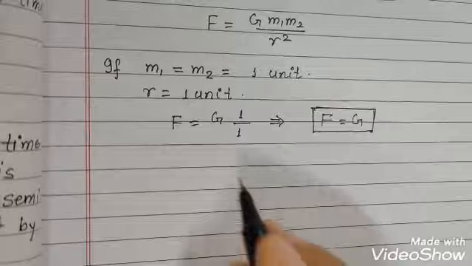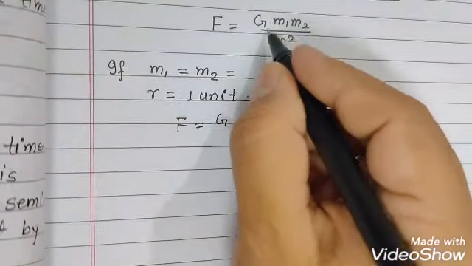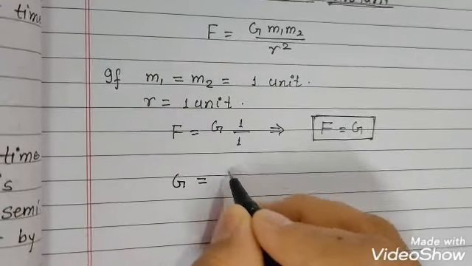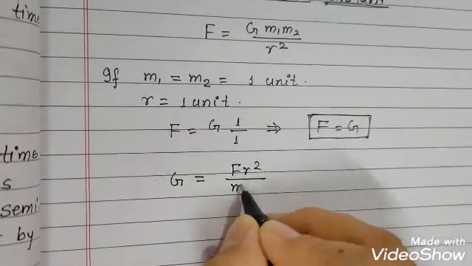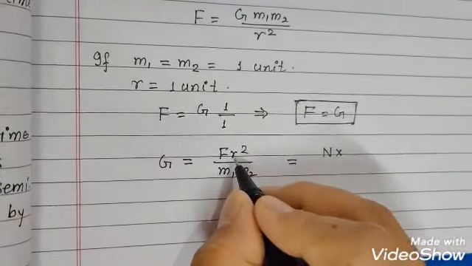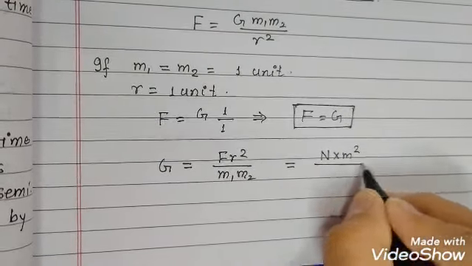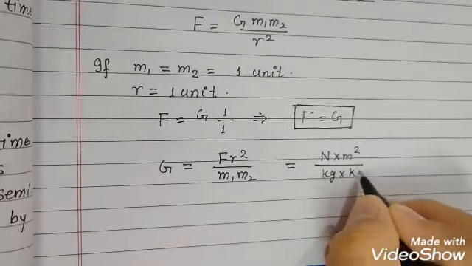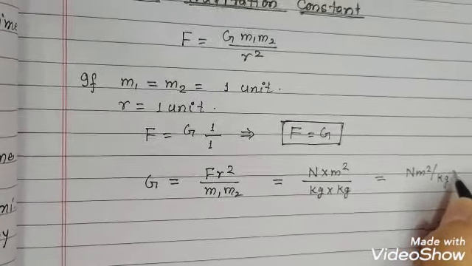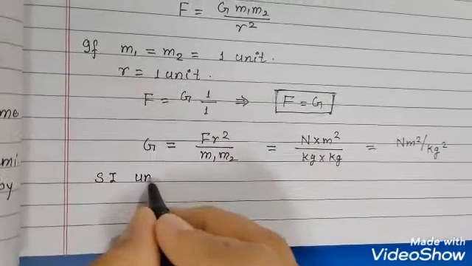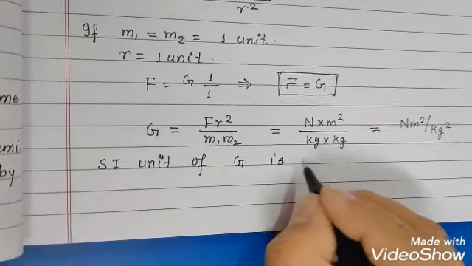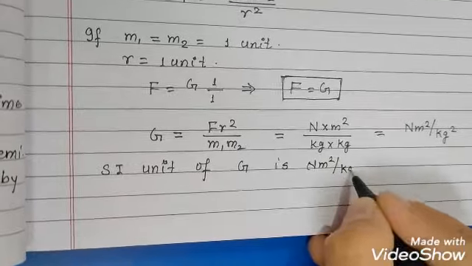To find it, we'll just see here that F, just leaving G here, the rest of the quantity we'll transfer this side. So G is given by Fr square upon m1 m2. The SI unit of force is Newton, and the SI unit of distance is meter, so it is meter square. The SI unit of masses is kilogram, so this is kilogram. That means it is Newton meter square per kilogram square. So we can say the SI unit of G, or universal gravitation constant, is Newton meter square per kilogram square.